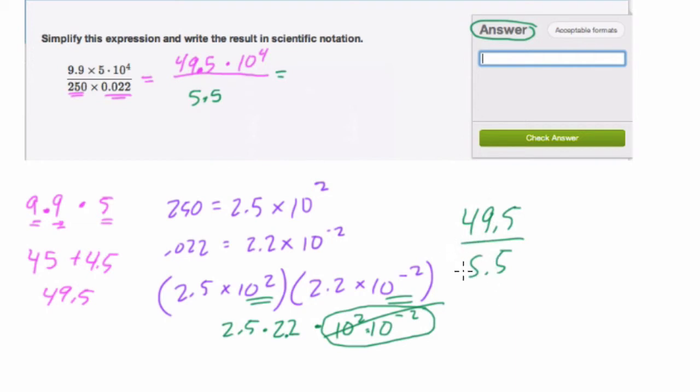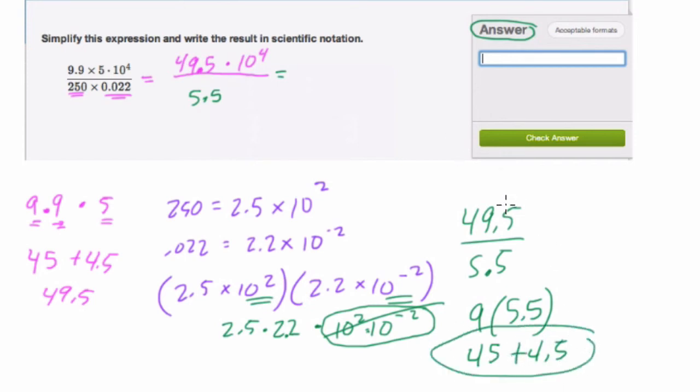Well, I'm going to say it's about 9. Let's see if that works. And you can use a calculator, but I feel like here this might be nice to solve mentally. 9 times 5.5, we'll test that. Let's see if that's right. 9 times 5 is 45. 9 times 0.5 is 4.5. Altogether, it's 49.5, which is what we need. So yes, this is equal to 9. So now we have 9 times 10 to the 4th, and that's our final answer.